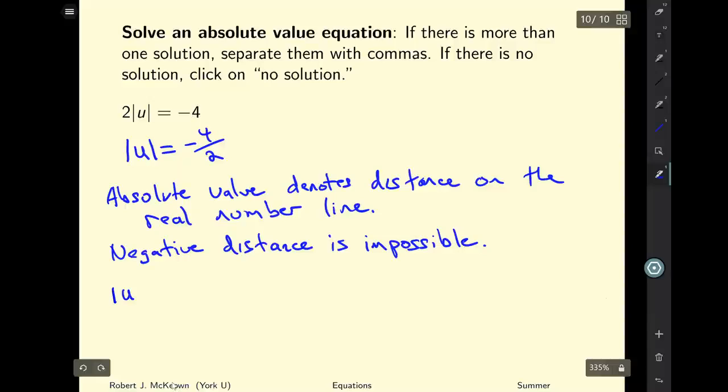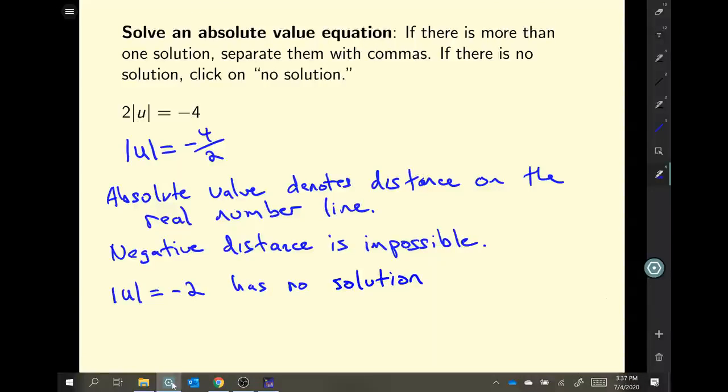This means that the absolute value of u, which is equal to negative 2, has no solution. It's not possible for an absolute value to be less than 0. And so there's no solution here. I wanted to illustrate to you an example with absolute value where there is no solution. There's no u that satisfies an answer of negative 2.